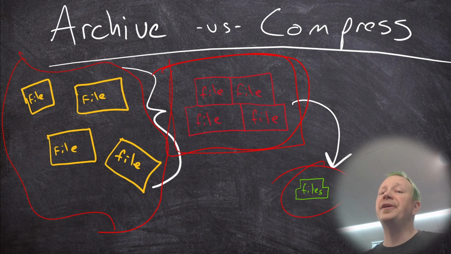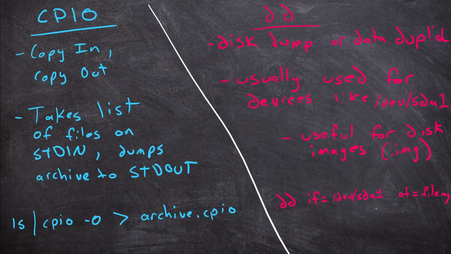And this is a little bit confusing because if you come from a Windows background, you're probably used to zip. And zip both archives and compresses when it creates zip files. But in Linux, we do them separately. Now, we can do them at the same time, but it's two separate processes. Archiving and compressing are two separate steps. And the two tools that were not in Linux Essentials are cpio and dd.